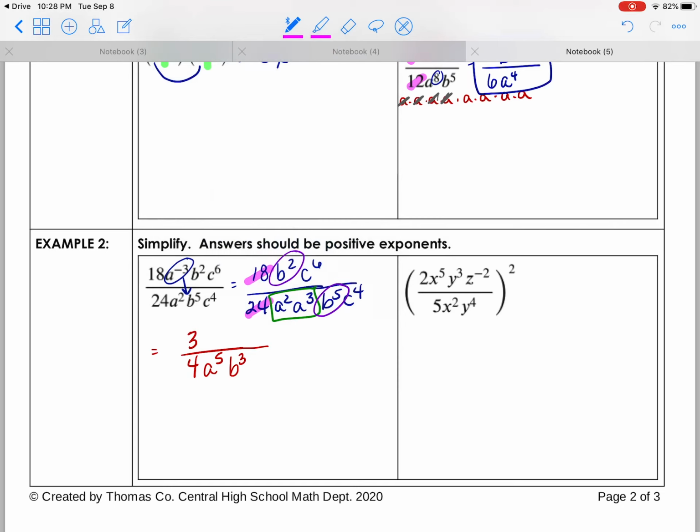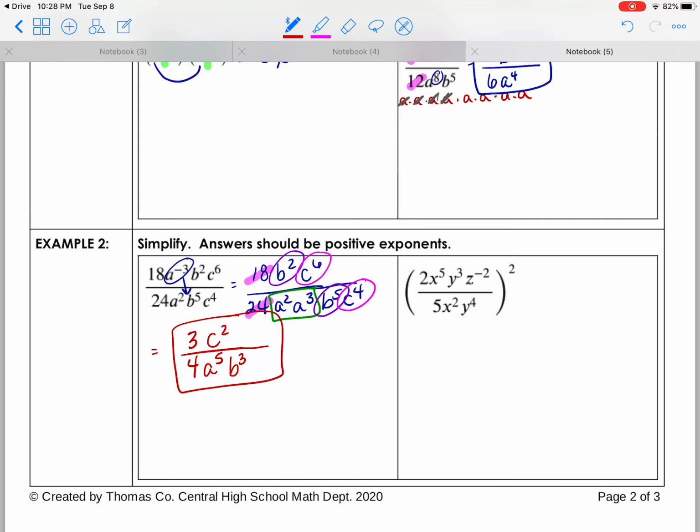And then I have c to the 6th and c to the 4th. Again, I'm going to subtract them. 6 minus 4 gives me 2. Now, does that c squared go on top or bottom? It goes on top because that's where the most c's were to begin with. So, c squared. And that is our answer.